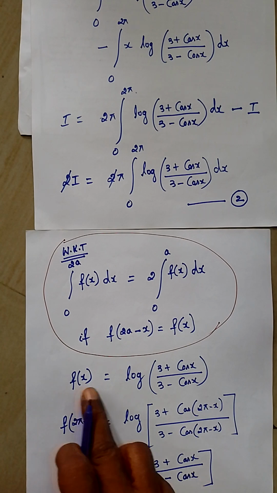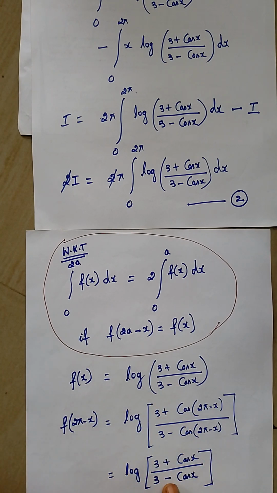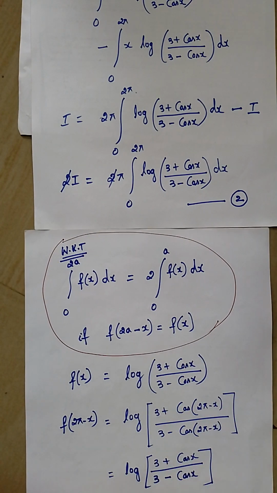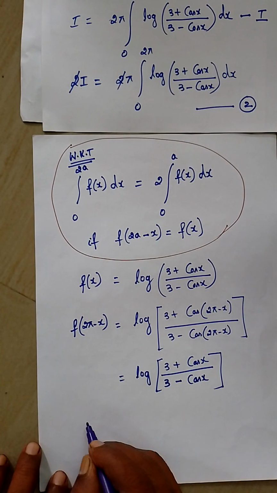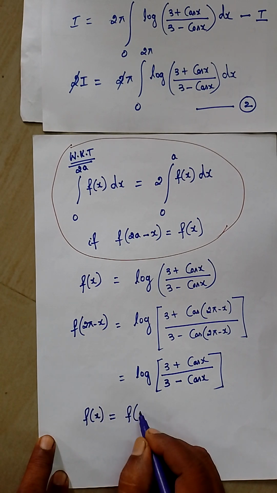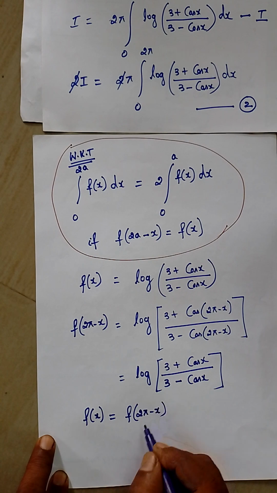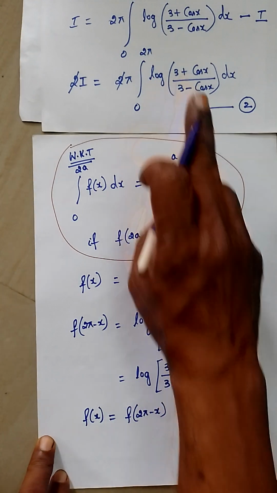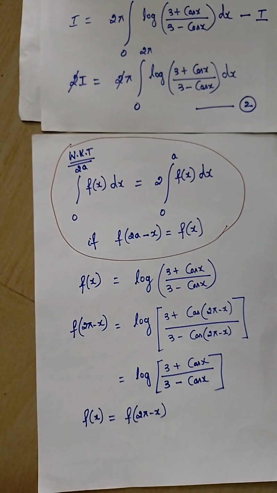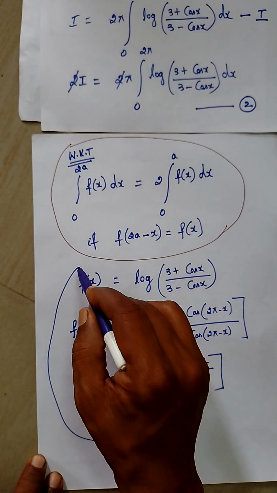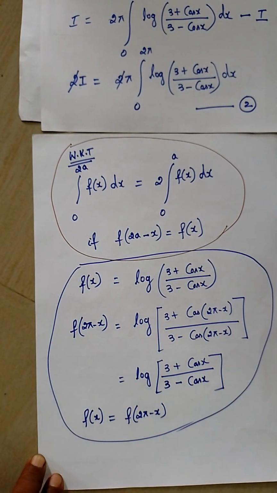Now if you look into f of x and f of 2 pi minus x, the results here and here are both equal. That is, f of x is equal to f of 2 pi minus x. So this condition is verified. Therefore, equation 2 can be written as follows. This is just a verification to apply the property.